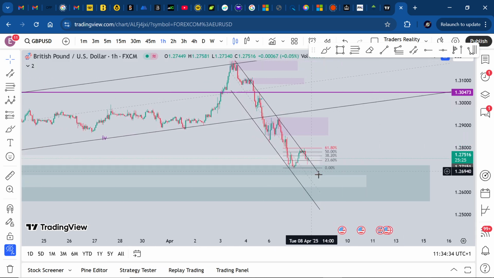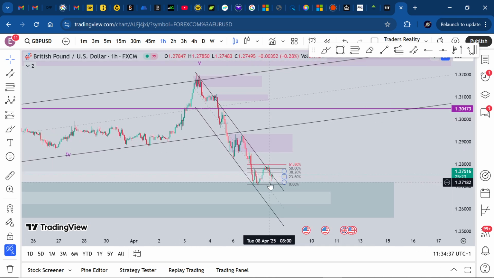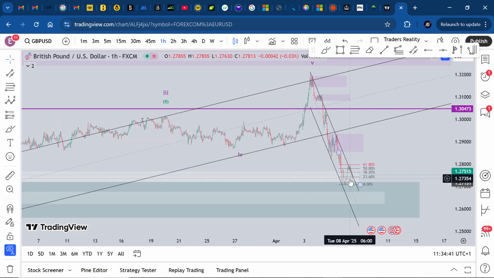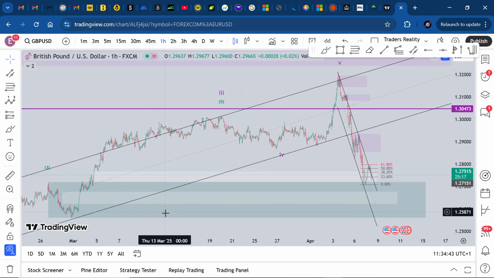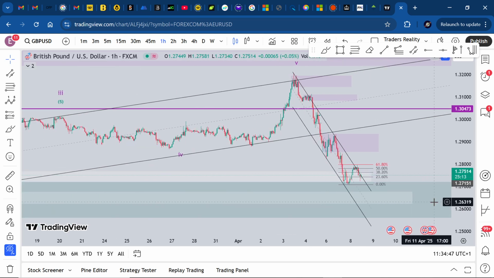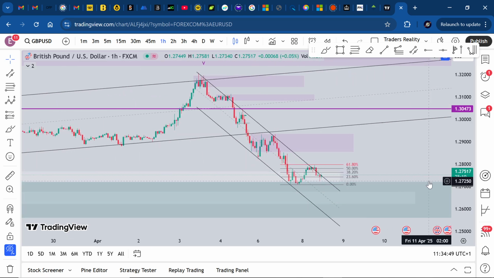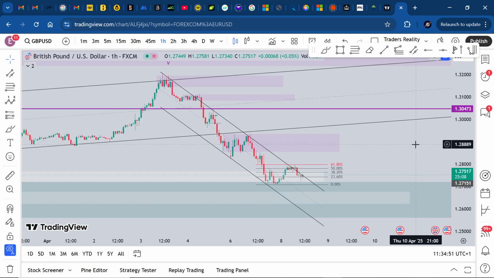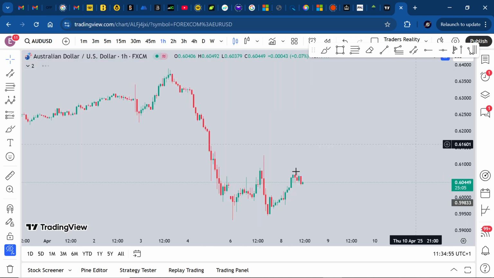And the reason why I would have to consider the potential of a WXY as well is because I really do feel like I want to get into this area. I don't feel too comfortable buying this right now. But we'll see. Let's check out AUDUSD.